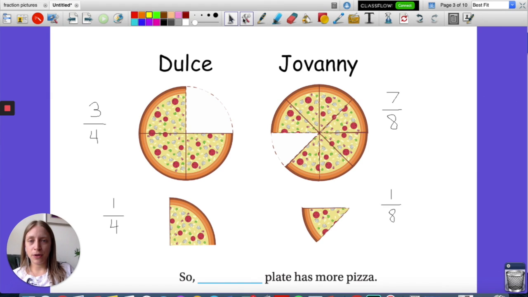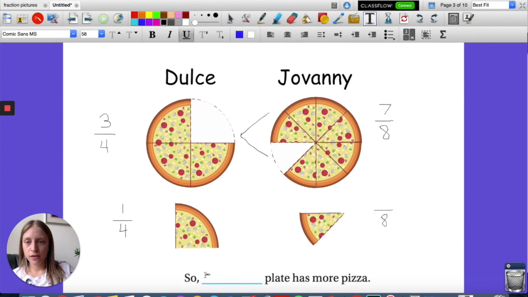So I can see pretty clearly now that I would draw my symbol like this, because the question was, who has more pizza left on their plate? So I see Giovanni has a greater amount of pizza left on his plate than Dulce. I'm just going to type my answer in here. So Giovanni's plate has more pizza. I always want to state my answer.